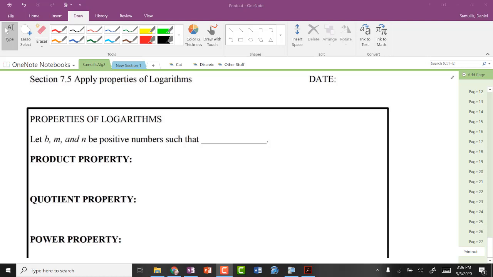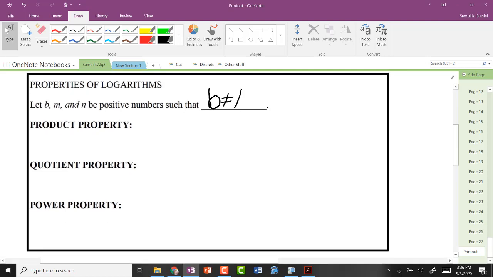Okay, so we are talking about properties of logarithms, which will get us to being able to solve logarithmic equations. Let b, m, and n be positive numbers such that b does not equal 1, and b is the base. Basically what we're going to be doing is what's called expanding, and then tomorrow we will be condensing. So I will show you the condensed versus expanded properties.